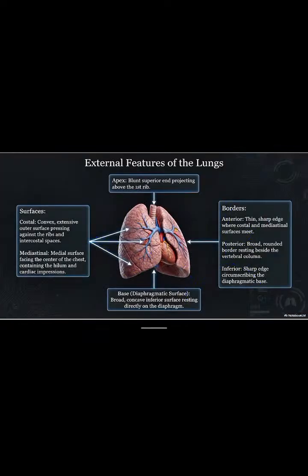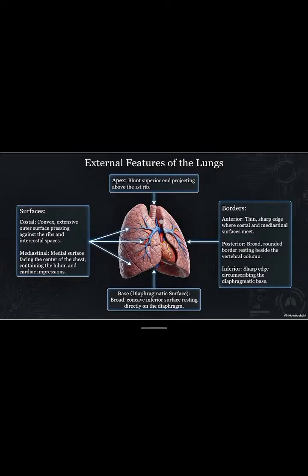Now let's talk about the external features of the lung. When we talk about the external features of the lung, the base, the apex, the borders, and the surfaces are involved. So let's start with the borders. First, there are 3 borders that are considered when we are talking about the lungs, which are the anterior, the posterior, and the inferior borders. The anterior border is a thin, sharp edge where the costal and medial surfaces meet.